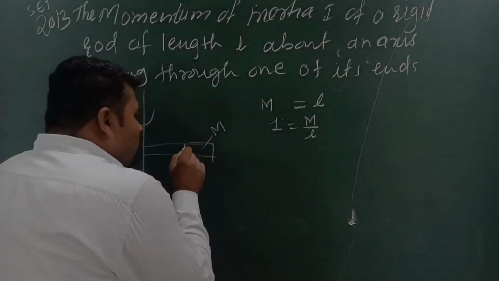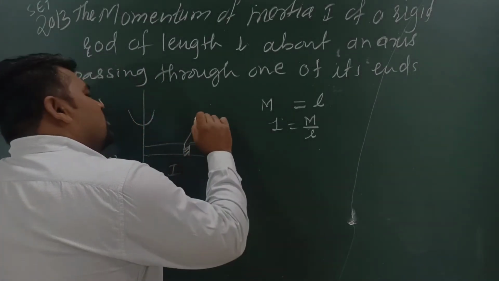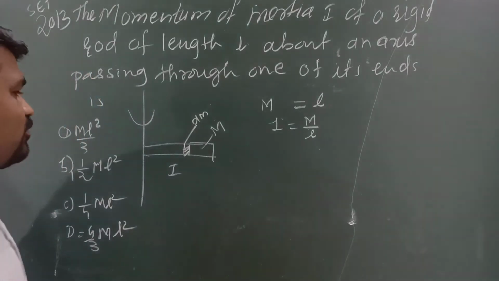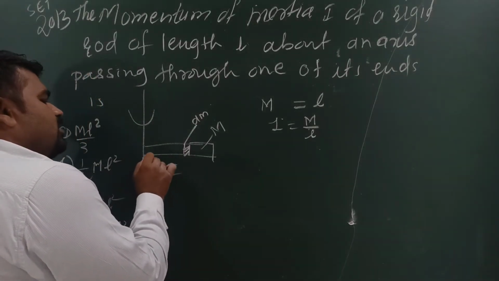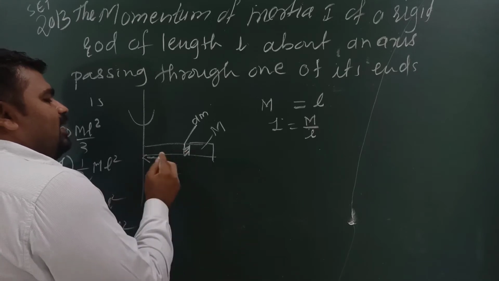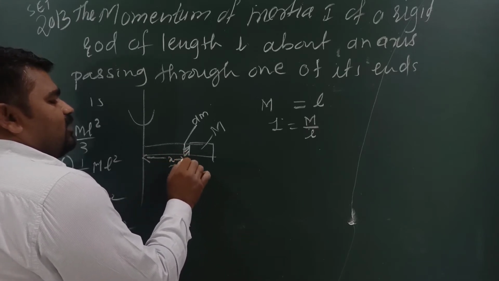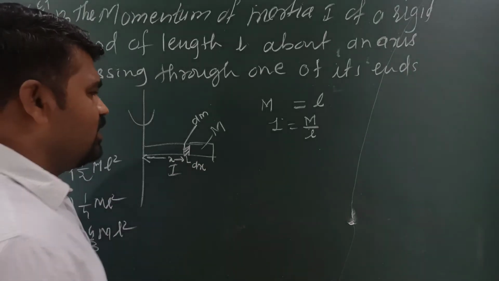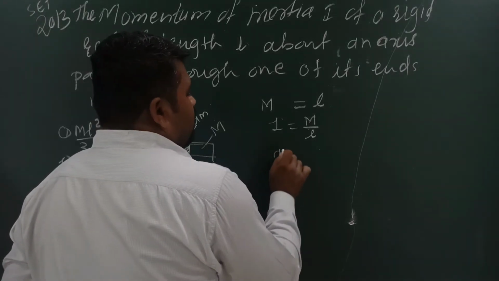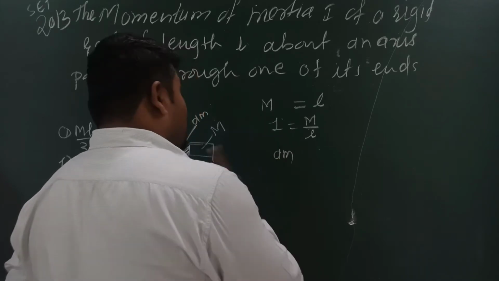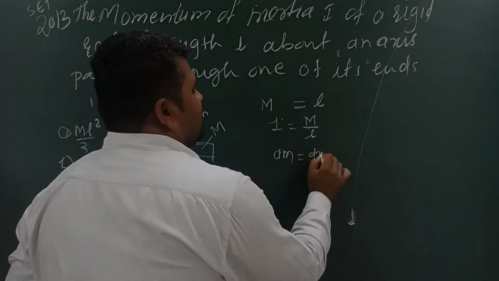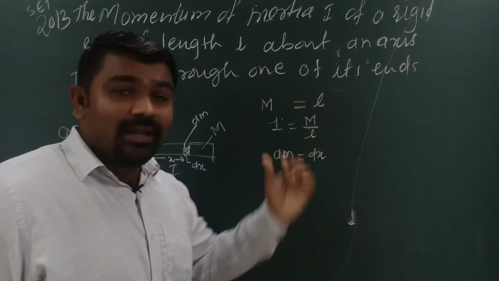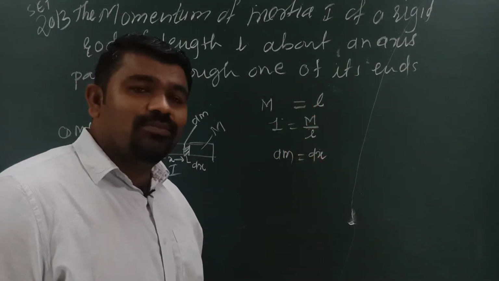Next, we consider a small mass dm. This small mass dm is enclosed in how much length? Suppose this distance is a length, a small change dx. Same trick applies here also. The mass dm is enclosed by how much distance? dx distance. The total mass M is enclosed by capital L, and dm is enclosed by small dx.